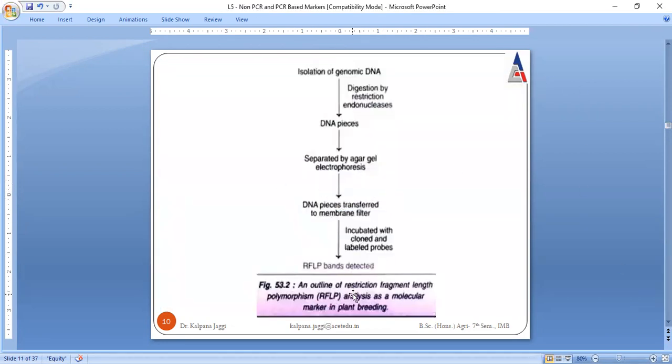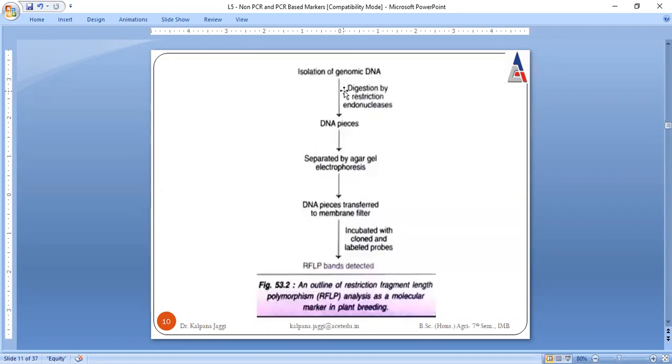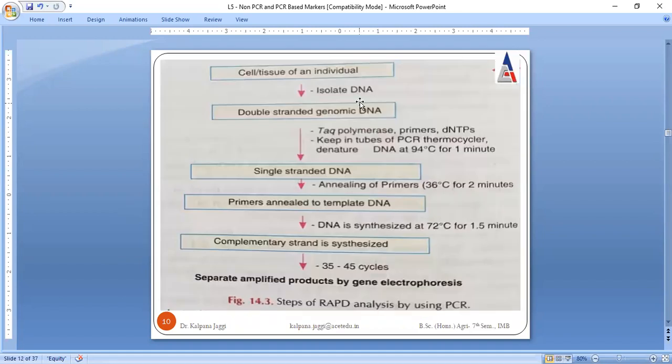This is restriction fragment length polymorphism, where what is done? Digestion. After digestion, separation, then transfer onto the filter, and then hybridization. But here, what is done? Isolation. After isolation, we have double-stranded DNA. In the non-PCR method, this double-stranded DNA was being divided into a number of pieces, separated into a number of fragments. But here no fragmentation is carried out.